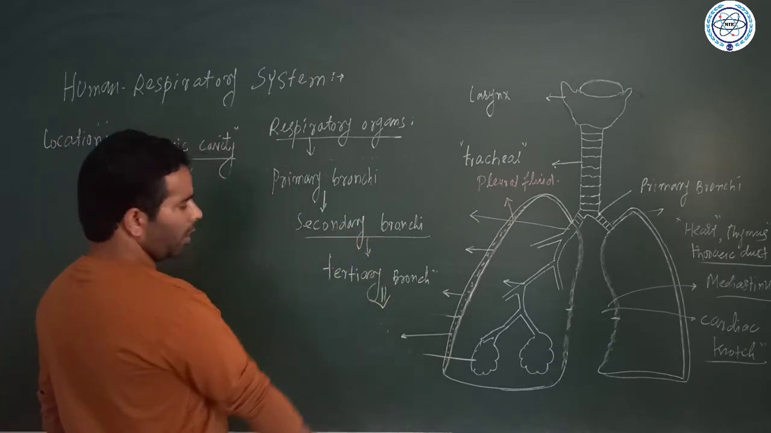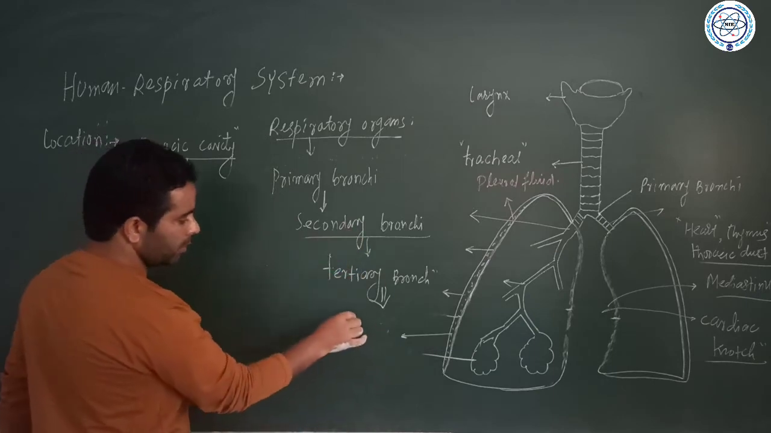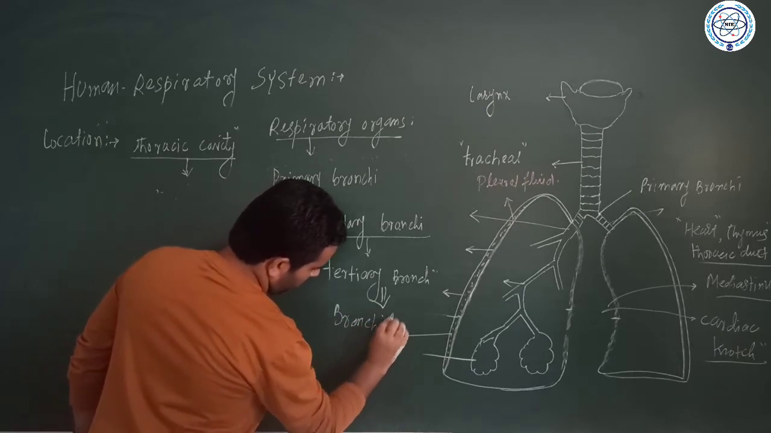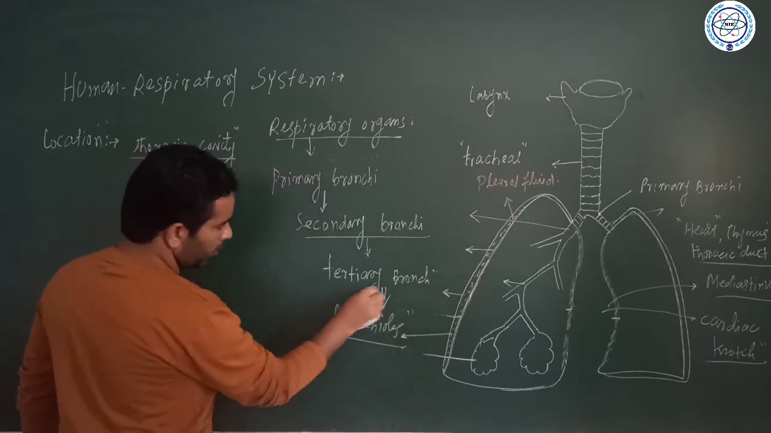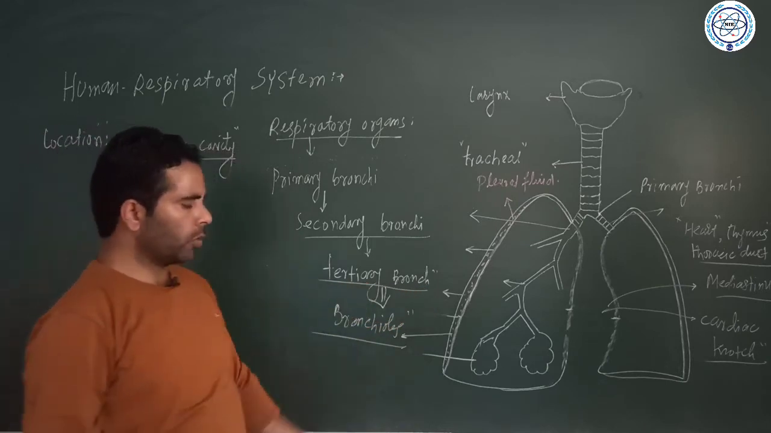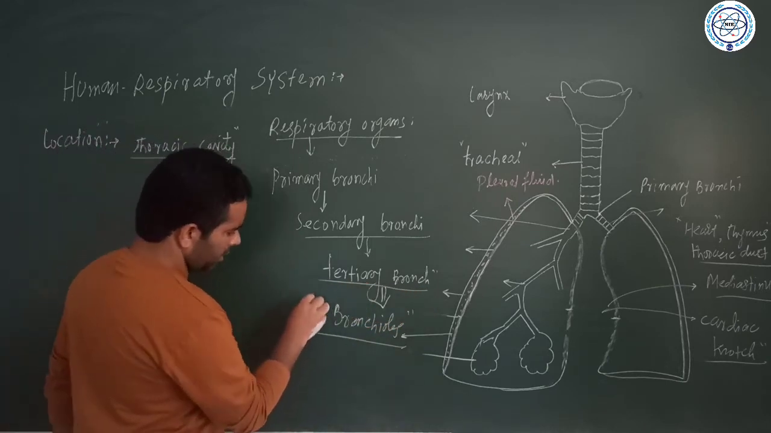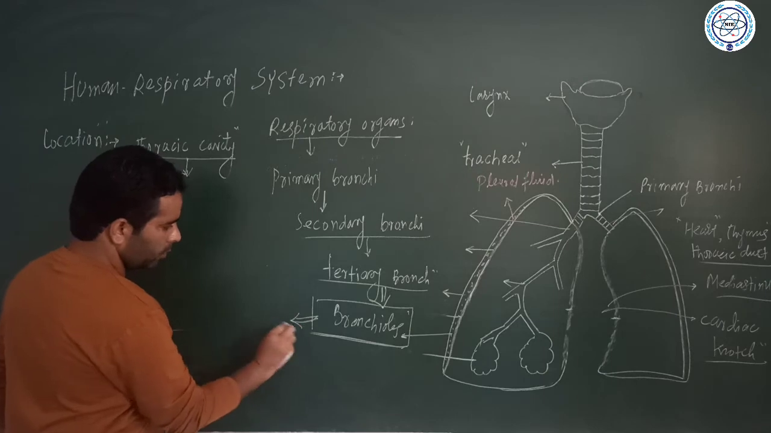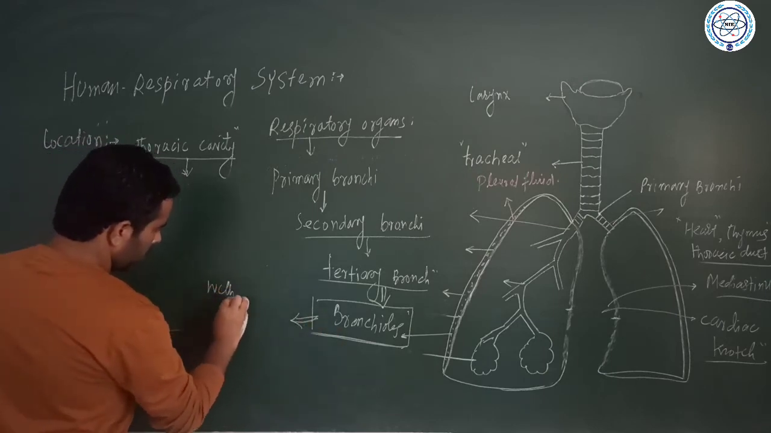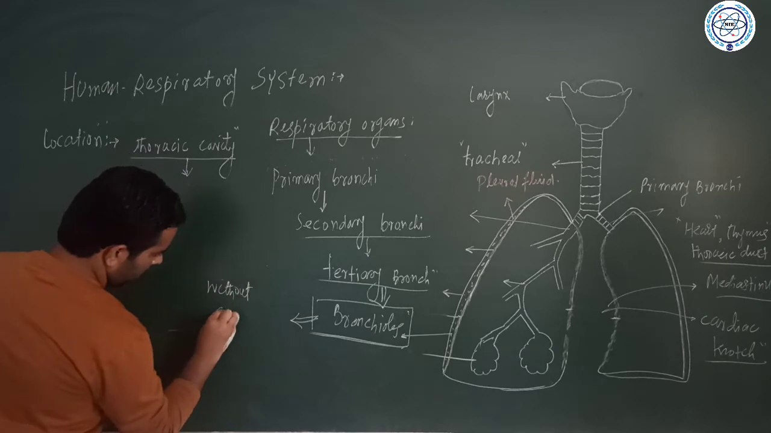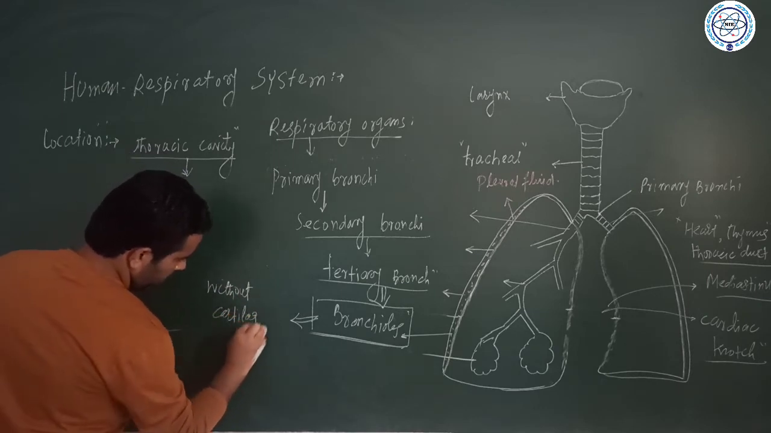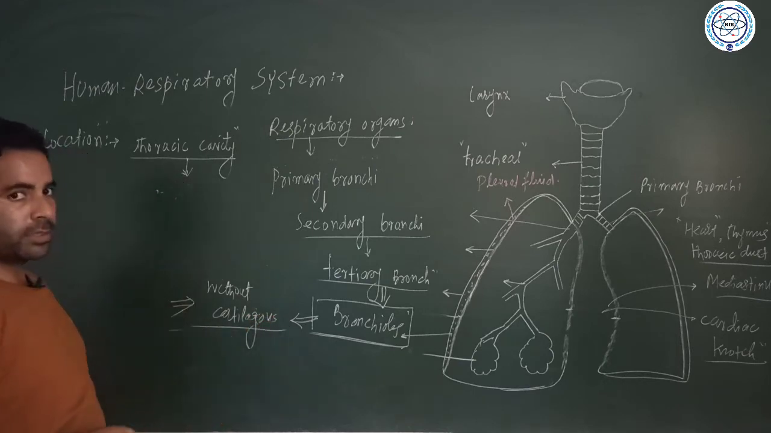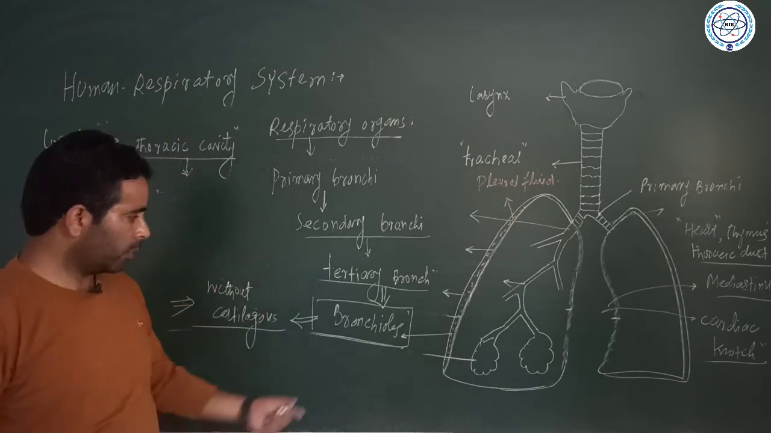Fine, go ahead. Finally, these tertiary bronchi divide into smaller branches called bronchioles. The tertiary bronchi finally subdivide into bronchioles. And the most important thing is these bronchioles do not have any cartilaginous rings. This is the first change in the bronchioles. They are devoid of cartilaginous rings, without, absent. Bronchioles do not have the cartilage.